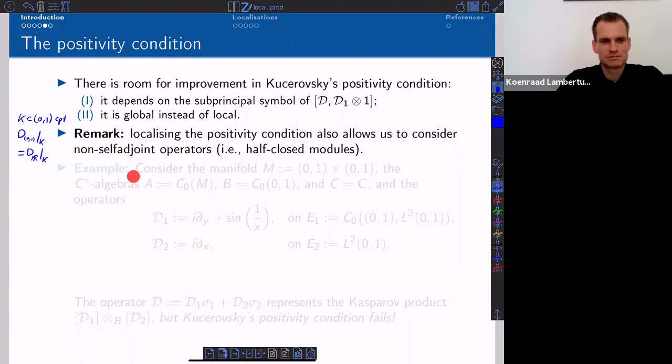Okay, so the way I'm presenting it here sort of seems like this possibility of considering the non-self-adjoint case comes as a byproduct of localizing, but in fact, the motivation is more like the other way around. One of the main reasons why we want to localize the positivity condition is to make sure that we can also consider non-self-adjoint operators. And I should also mention I'm not the first to consider this idea. There's some work by Jens Kaad and Walter van Suijlekom, who have already worked on generalizing Kucerovsky's theorem to allow for half-closed modules as well. So what I'm presenting here is sort of building further upon their work.